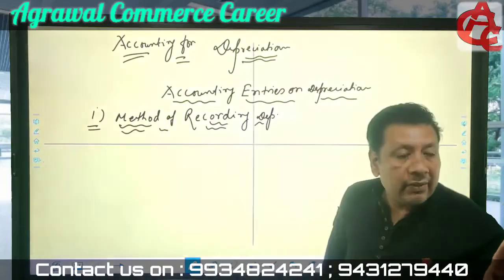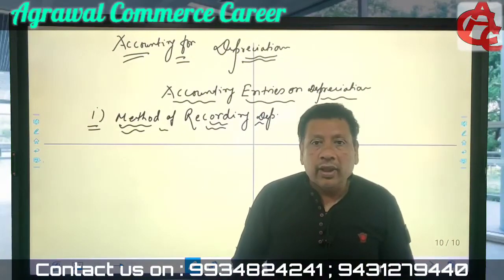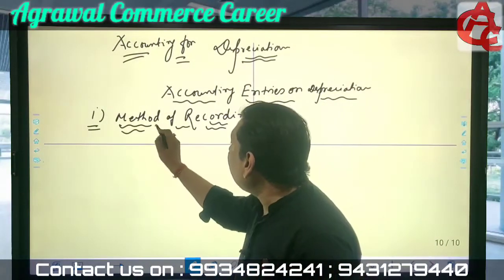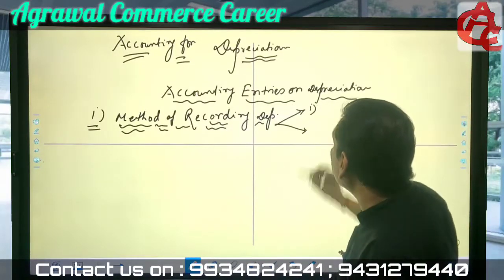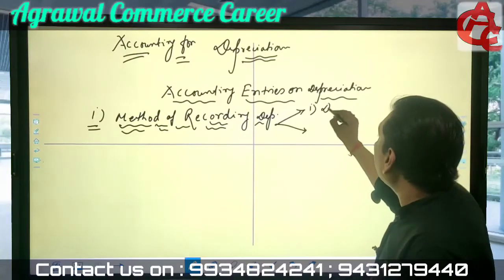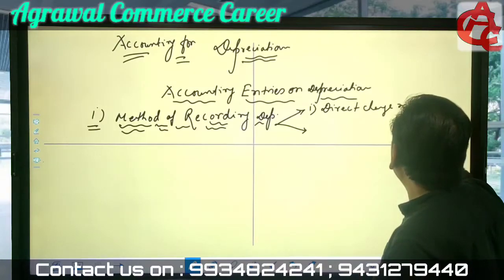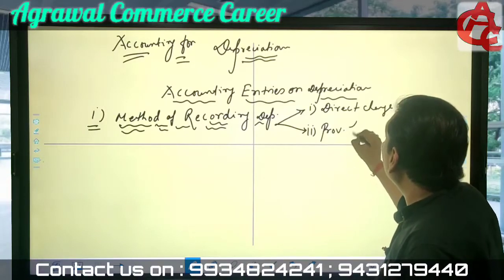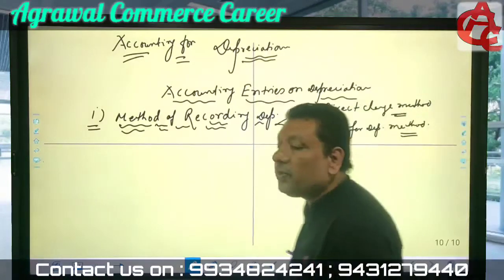There are two methods. If you haven't watched that previous session, you may watch it. Now, I am not going to discuss in detail the method of recording depreciation. I would only give you a glimpse of the two methods. First, the direct charge method, and second, the provision for depreciation method. Let me summarize these two methods. What are the differences between them?